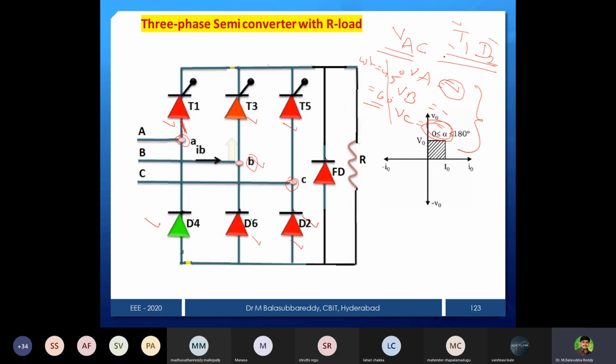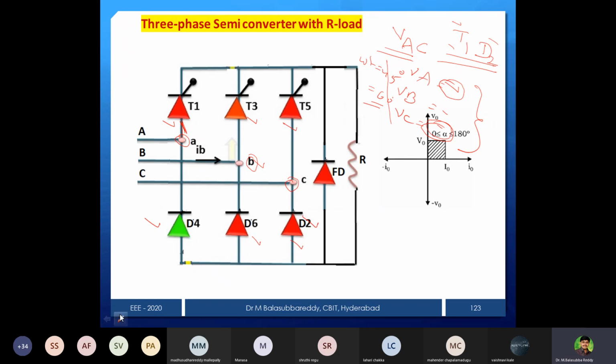Your output is VAC. Like that, we can easily identify the particular instant which devices are going to be forward biased, and during that instant we need to check whether the firing pulse is available or not. If that firing pulse is not available, then even though the device is forward biased, the upper group devices will not trigger. But lower group devices are going to conduct.